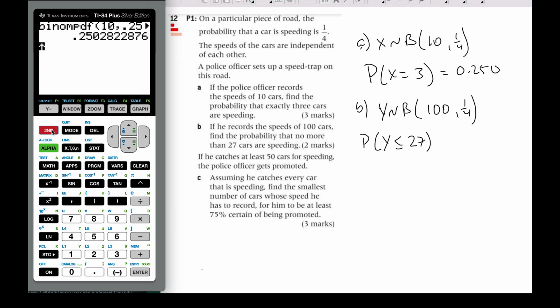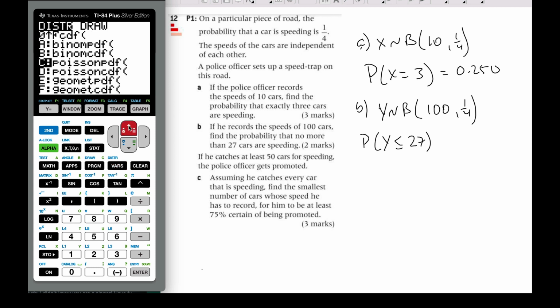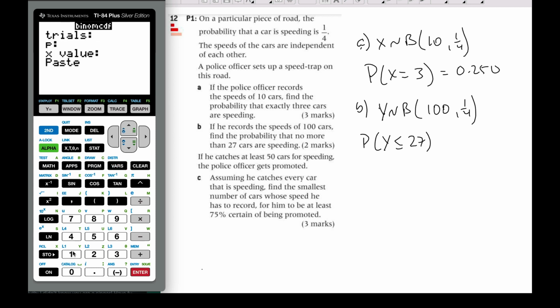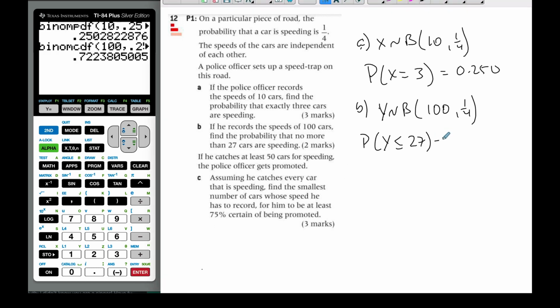Now I'm going to do a binomial CDF. I have 100 trials. Still it's 0.25, and I'm going to add up to and including 27, and so that is 0.722.